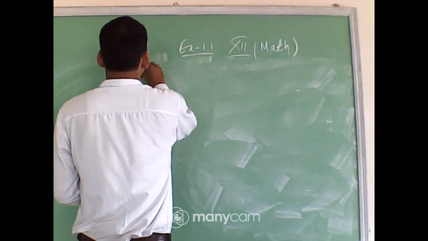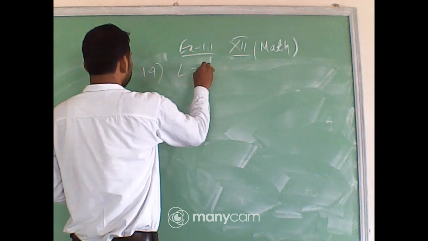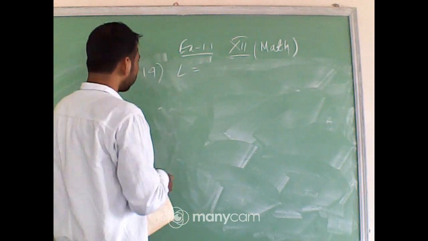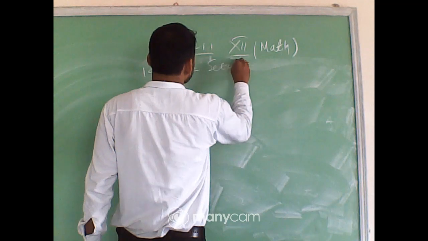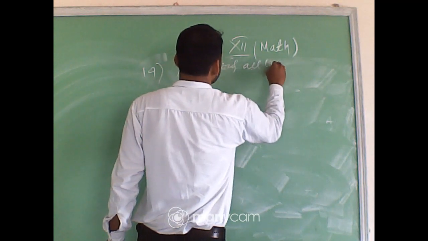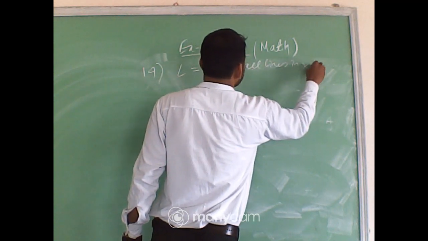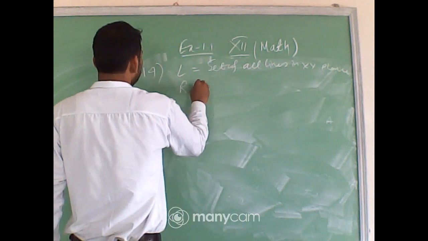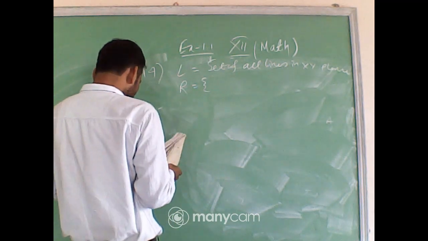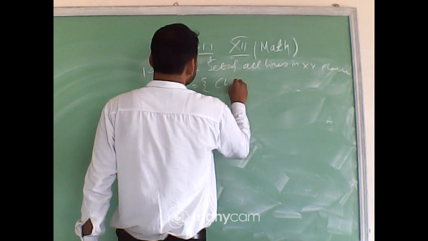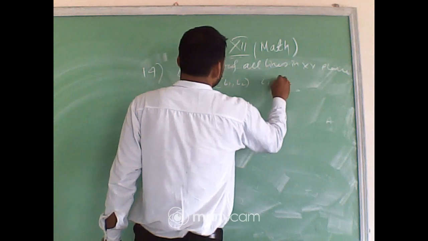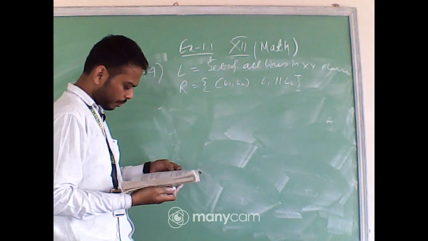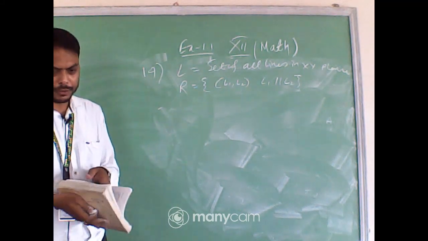Here L is the set of all lines in the xy plane. And R, the relation, is defined as containing the ordered pair (L1, L2) such that L1 is parallel to L2. Now, we show that R is an equivalence relation.